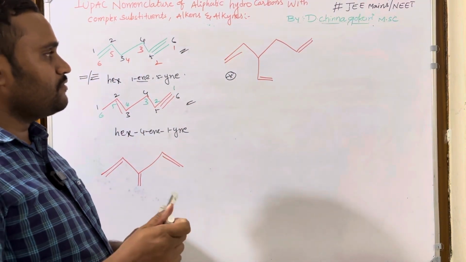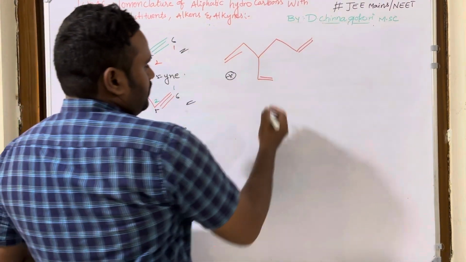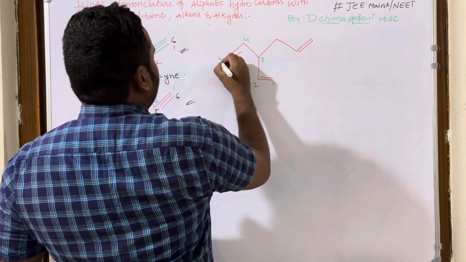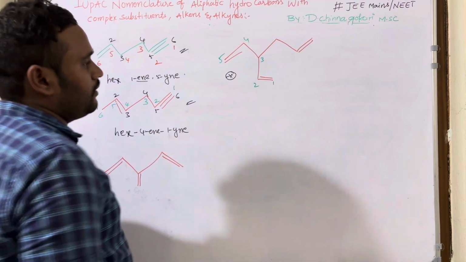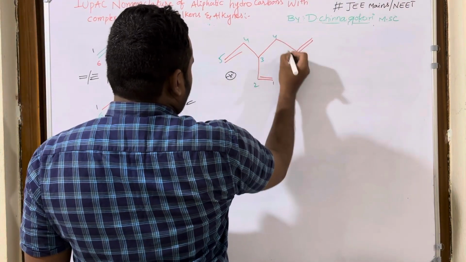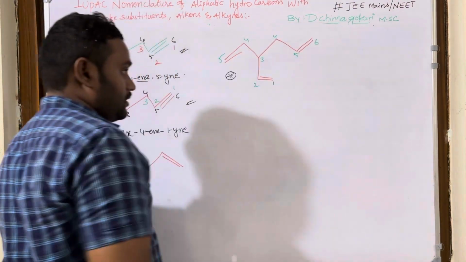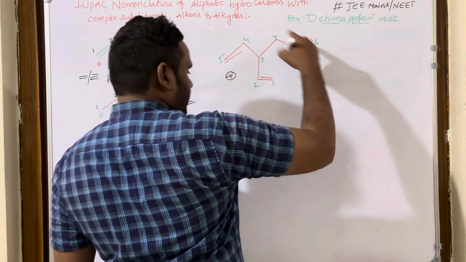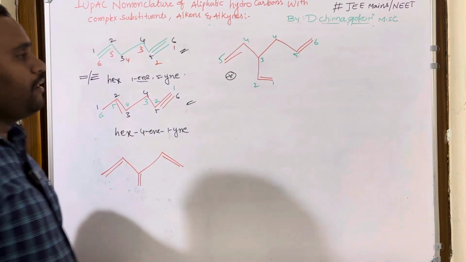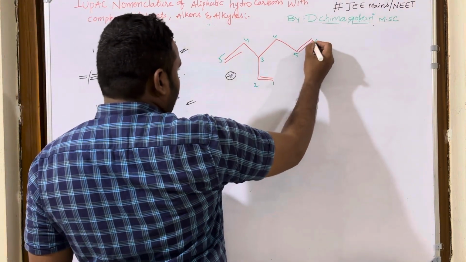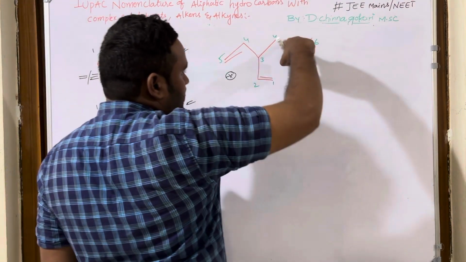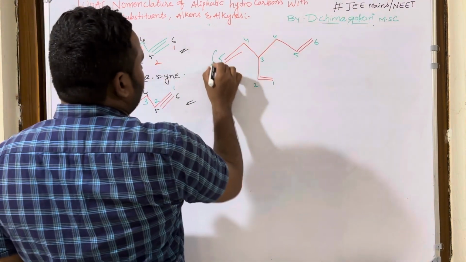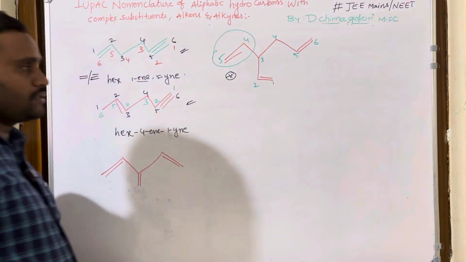So from which direction we should give numbering? 1, 2, 3, 4, 5. Only 5 we are getting, but here 1, 2, 3, 4, 5, 6. This side also we are getting 2 double bonds. Here also we are getting 2 double bonds, and here we are getting one more carbon extra. That's why we can consider this is the main carbon chain, and it will become substituent.